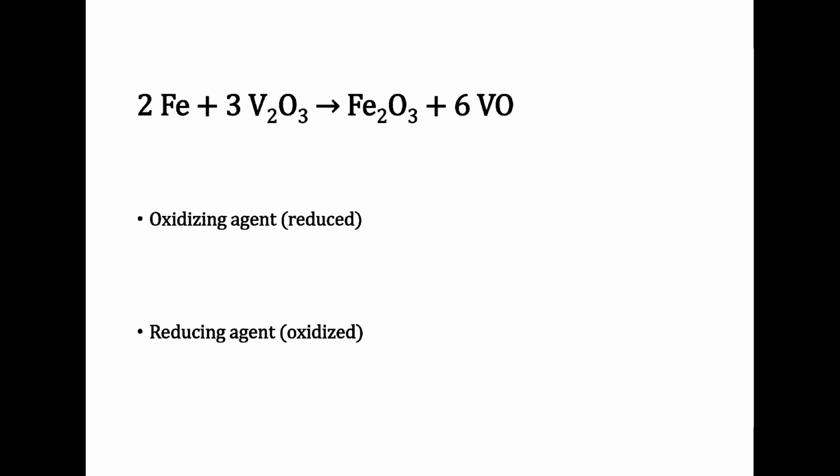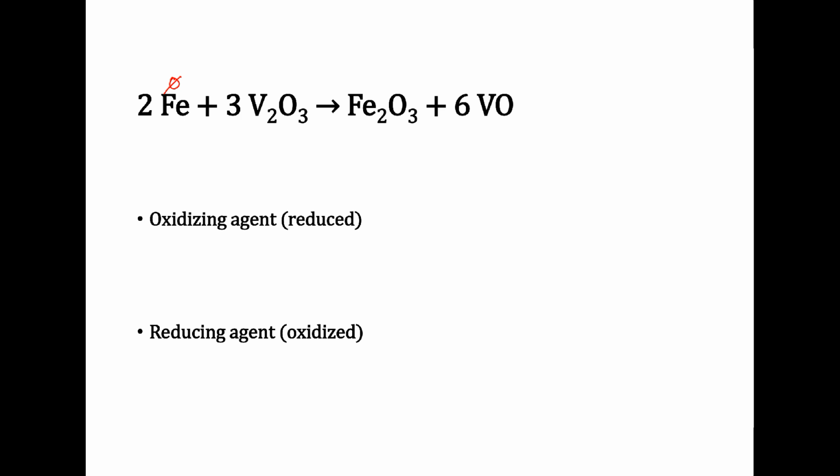So here we have 2Fe plus 3V2O3 yields Fe2O3 plus 6VO. So the first thing we want to do is go through and assign oxidation numbers to everything, and then we can figure out what's the oxidizing agent and what's the reducing agent. So let's start with iron because it's all by itself. Since it's all by itself and there's no charge, we know its oxidation number would be 0.